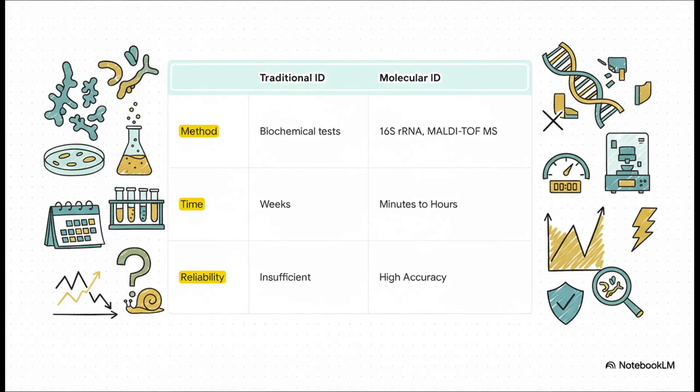And this really just shows you how far we've come. Back in the day, we were stuck with biochemical tests that took weeks and honestly weren't great for getting a species-level ID. But today, molecular is king. 16S rRNA sequencing is the gold standard. It gives you a definitive answer, no questions asked. And MALDI-TOF MS, what a game changer. It's taken the ID time from weeks down to literally minutes once you've got a colony.